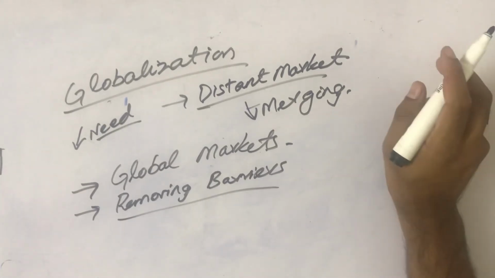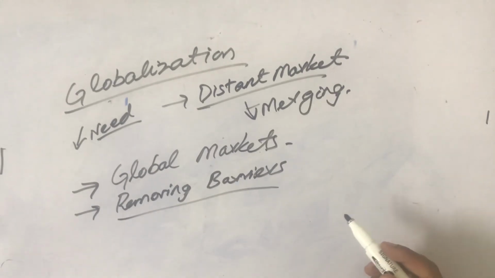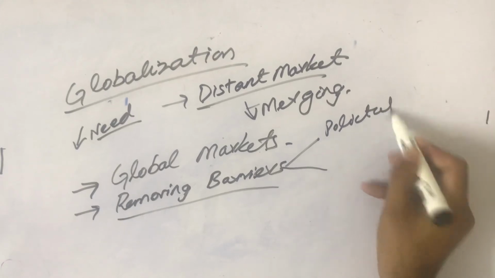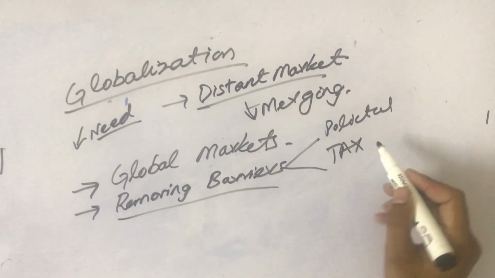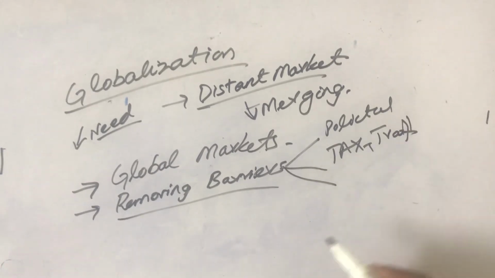It allows the other country to carry out business freely without any barriers. What kind of barriers can there be? There can be political barriers, tax or tariff barriers, or any other barrier. So even due to the concept of e-commerce and the internet, products are now converging.